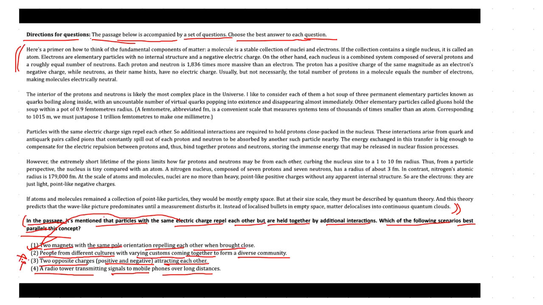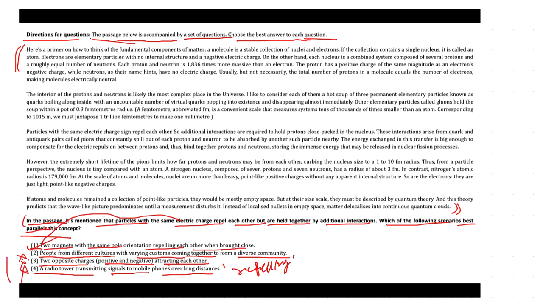Option four said a radio tower transmitting signals to mobile phones over long distances. So option four involves the transmission of signals but doesn't directly relate to particles with the same electric charge, which is known as repelling each other. So it is not directly analogous. Therefore, option four is also eliminated. So two, three, four are eliminated.